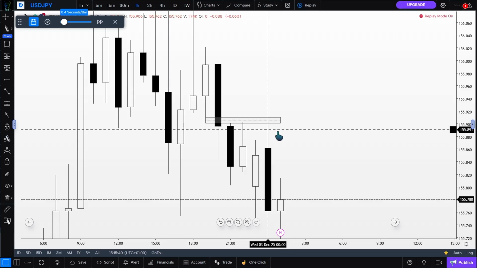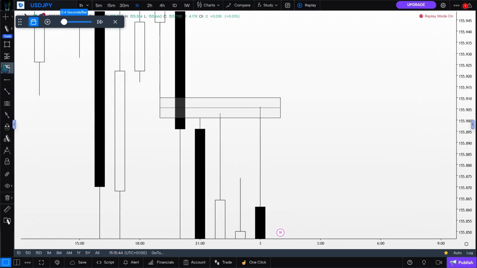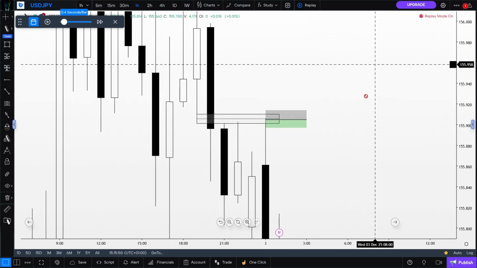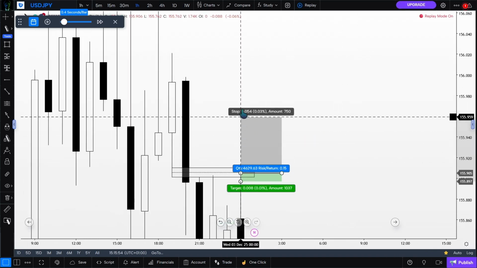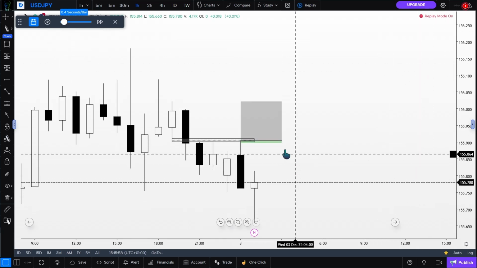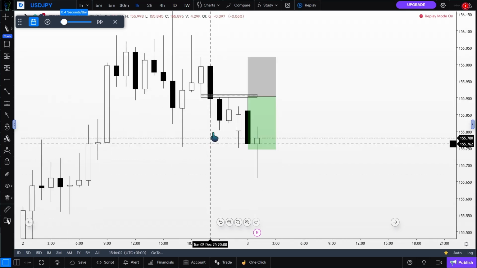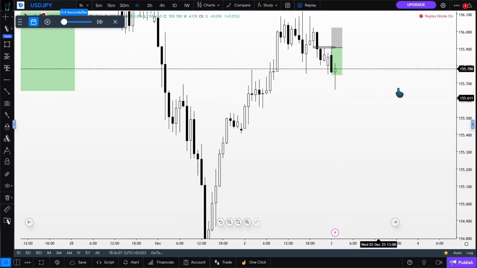Come on. Now, we do see here that it touched the 50%, the consequent encroachment of the fair value gap, which is here. So basically, this is like a sniper entry, right? So something else that I want to say is that, I don't even know what I was saying again, but yeah, we do have a trade here. Of course, it's the Asian session. So basically, if you trade the Asian session, then this trade is for you.